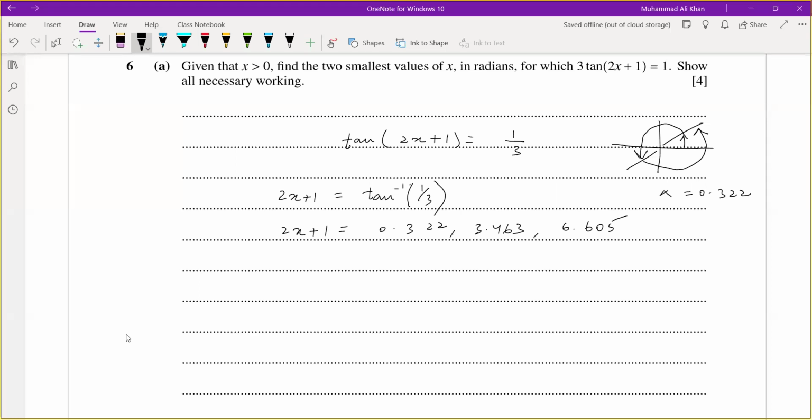Now, we need to calculate positive values, because here, given that x is greater than 0. So अब आप देखिए अगर मुझे x की वैल्यू कैलकुलेट करना होगी तो अगर 0.322 में से 1 माइनस किया जाएगा तो नेगेटिव जनरेट होगा. तो इस पहली वैल्यू को तो करते हैं हम रिजेक्ट. सेकेंड वैल्यू पर आते हैं. 3.463 minus 1 divided by 2 will give us 1.232.